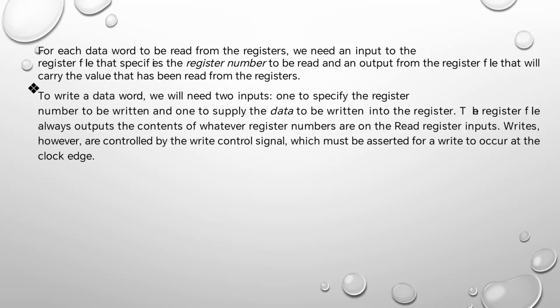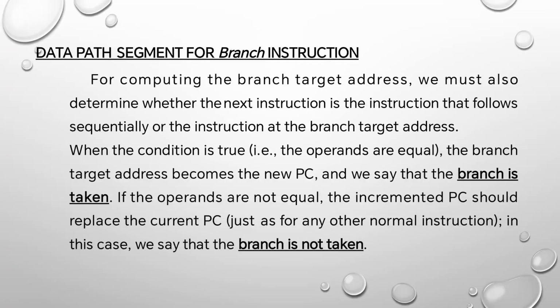To write a data word, we will need two inputs: one to specify the register number to be written and one to supply the data to be written into the register. The register file always outputs the contents of whatever register numbers are on the read register inputs. Writes, however, are controlled by the write control signal, which must be asserted for a write to occur at the clock edge.